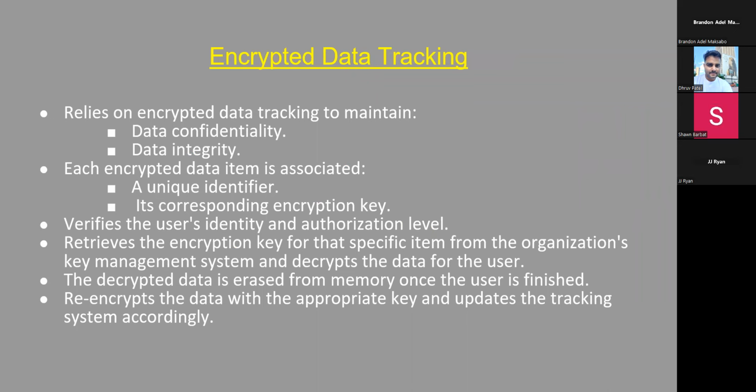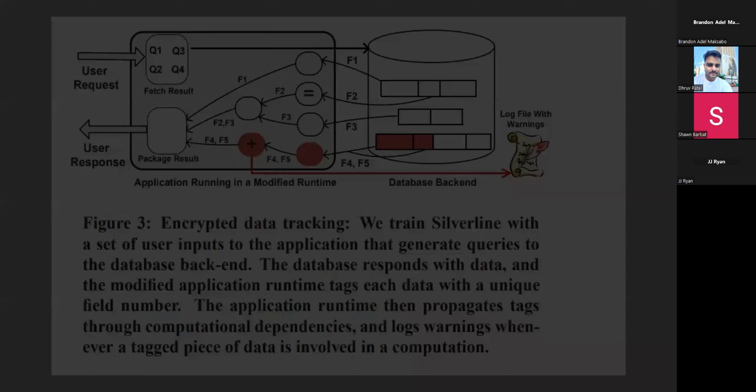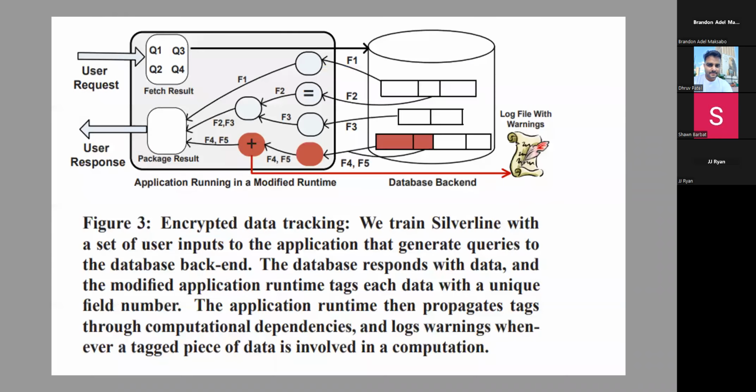When a user updates an encrypted data item, Silverline re-encrypts the data with the appropriate key and updates the tracking system accordingly. In figure 3, the figure shows how data is encrypted and decrypted using various keys and how the system keeps track of the data and its corresponding keys.